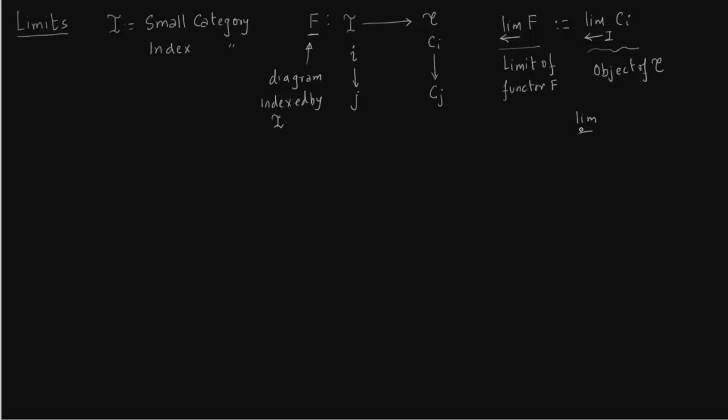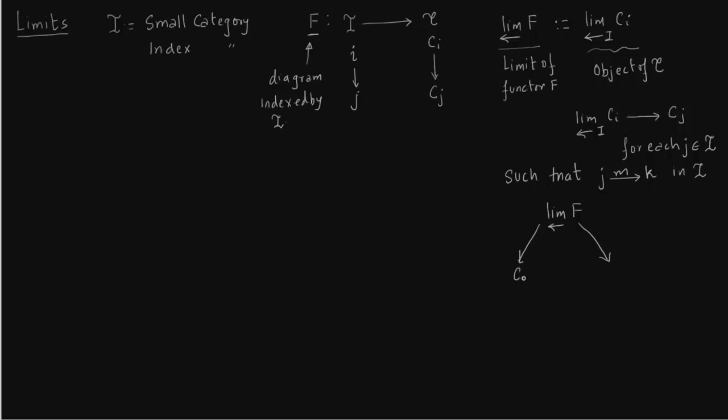So what are the properties of this limit object? There is a morphism for each j in I. If you have some j, you have a morphism to Cj in category C from this limit, and there is a corresponding commutative diagram. If you have an arrow like this in category I, then you have this commutative triangle in category C. I am interchangeably writing limit Ci, indexed by I, with limit F.